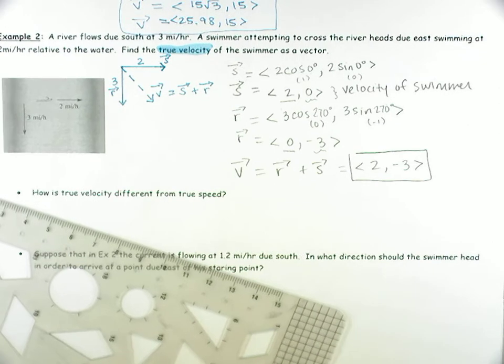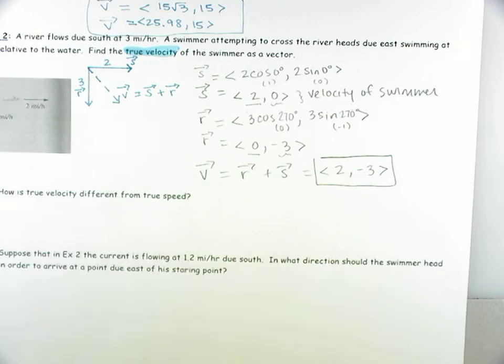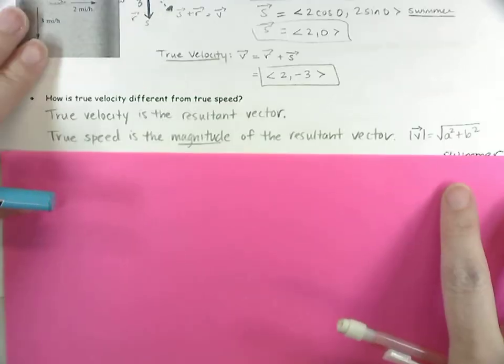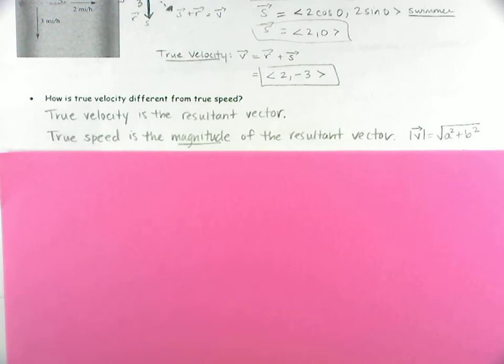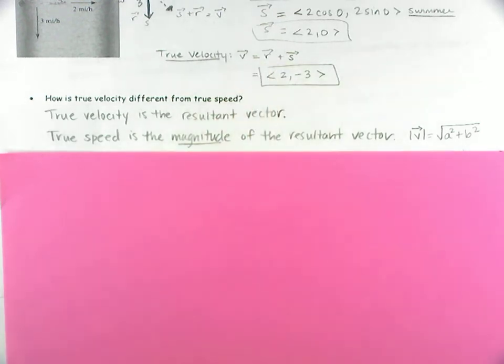The next thing it says: how is true velocity different from true speed? This is something that we talked about yesterday at the beginning of class. This was your bell work. We talked about how true velocity is going to be the resultant vector. In this case, your true velocity is the river plus the swimmer, but I didn't want to give those variables because sometimes you have an airplane and wind, or sometimes you have the boat and the current. So the resultant vector is always the object plus the force that's on that object, okay? So velocity is a what?